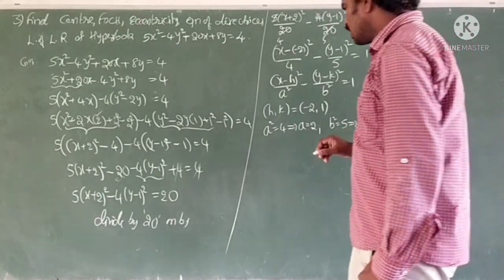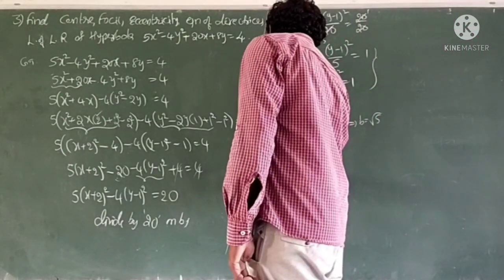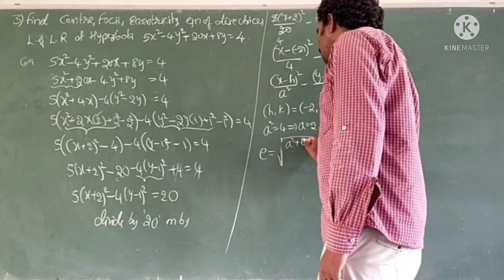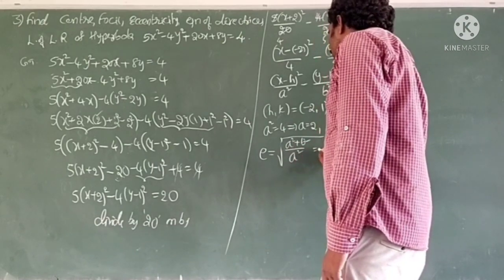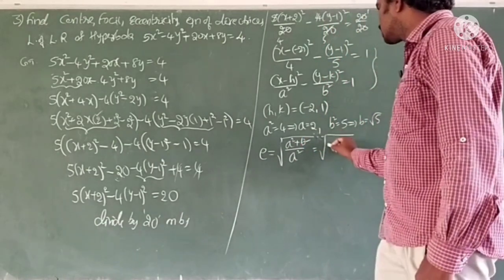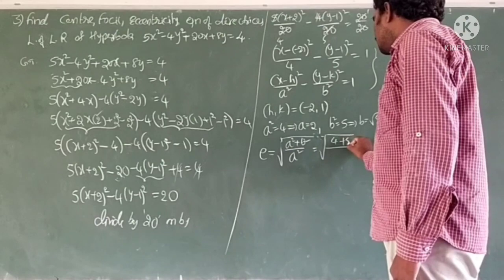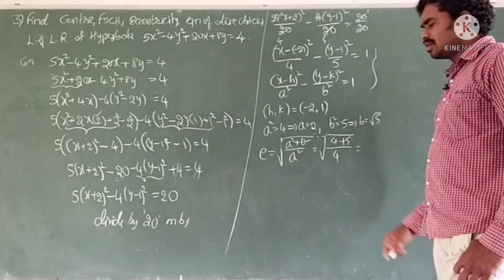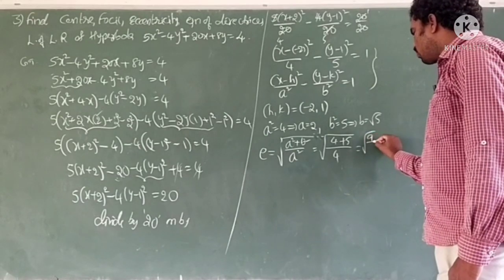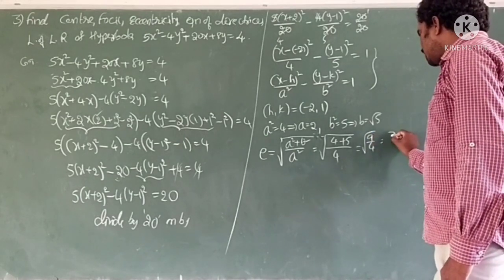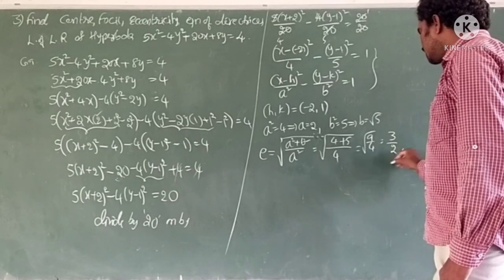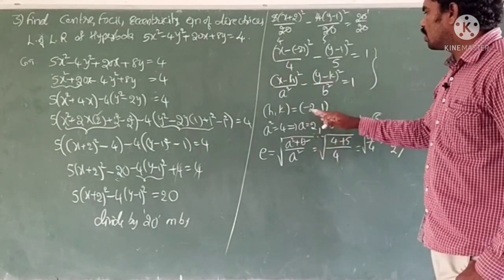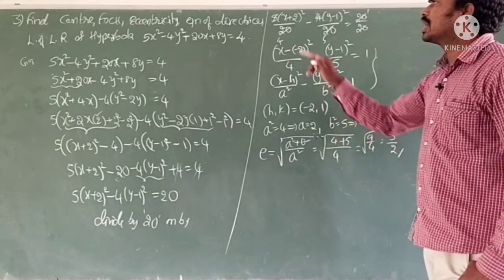Then immediately find the eccentricity e. For the hyperbola, eccentricity is root of a square plus b square by a square. So it is a square means 4 plus b square means 5, by a square means 4. So 4 plus 5 is 9, root 9 by 4, root 9 means 3, root 4 means 2. So the eccentricity is 3 by 2. Next, center we got it, eccentricity we got it. Next, foci.